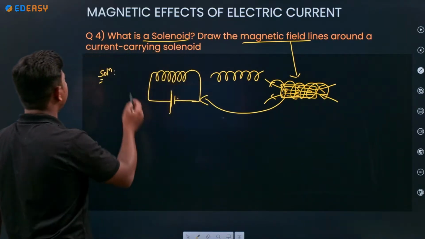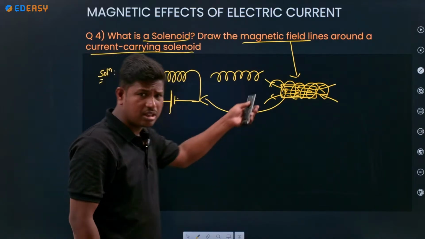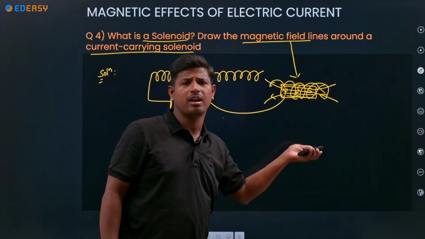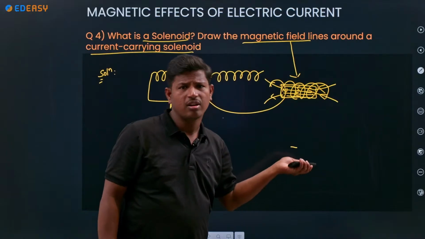A current carrying solenoid, with current there, is an electromagnet. If current is not there, it is just called a solenoid.